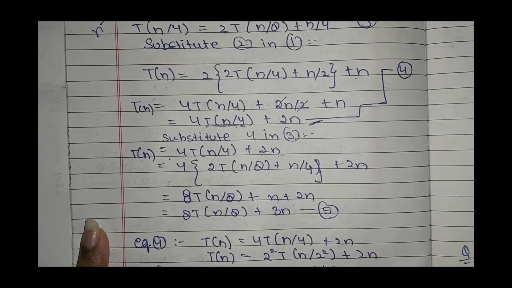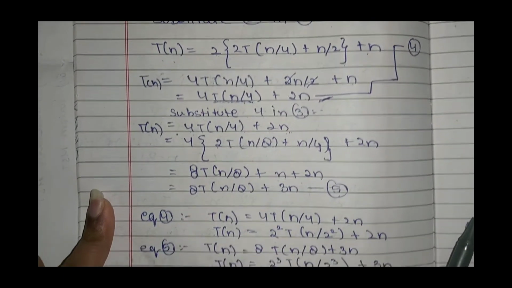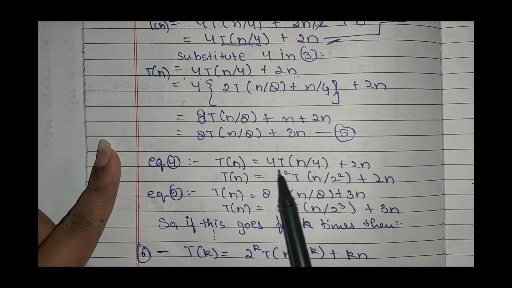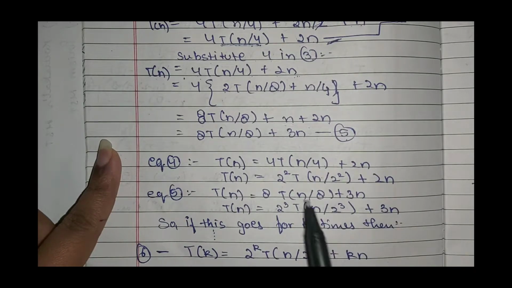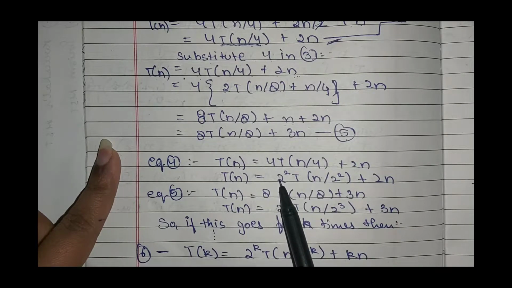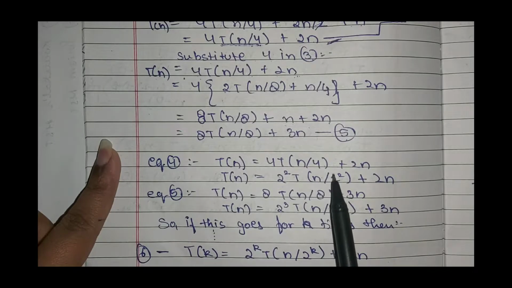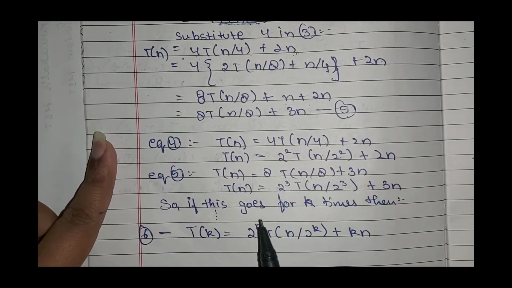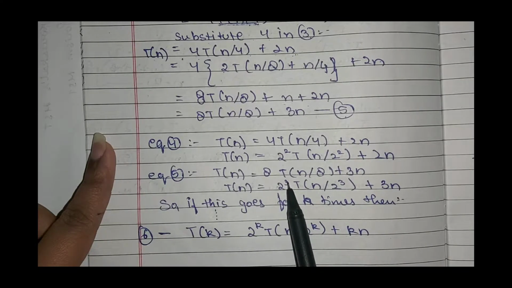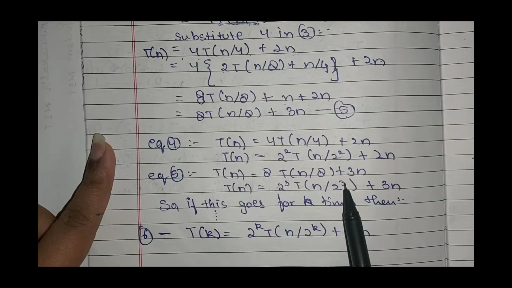So you can see from the fifth and fourth equation, here I have written that the fourth equation is T(n) = 4T(n/4) + 2n. If I convert it into powers of 2, the 4 will be 2 raised to the power 2: T(n) = 2 raised to the power 2 T(n / 2 raised to the power 2) + 2n. And the fifth equation we are getting is T(n) = 8T(n/8) + 3n, that is 2 raised to the power 3 T(n / 2 raised to the power 3) + 3n.